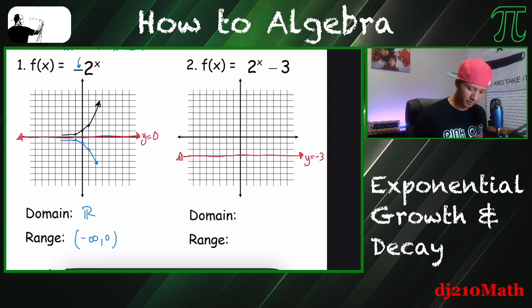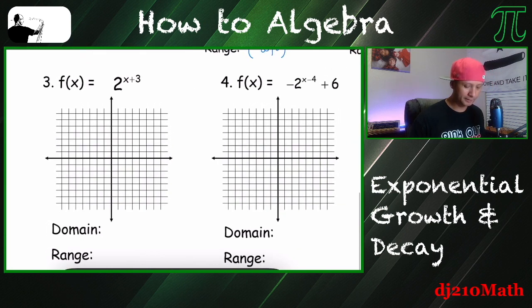And then all the key points are going to be shifted down 3 as well. So it was normally at 1/2. It's going to go down 1, 2, 3. 0, 1 is going to move down 3. And then the 1 comma 2 is going to move down. So here is the rough sketch. Domain, all real numbers. The range is from the horizontal asymptote up. So -3, not including it, all the way up towards infinity.